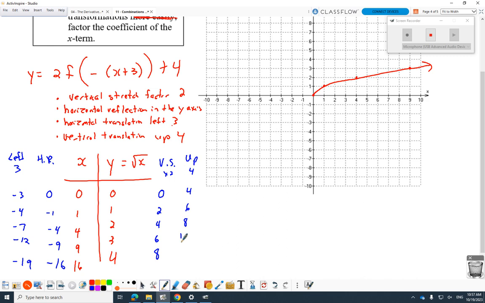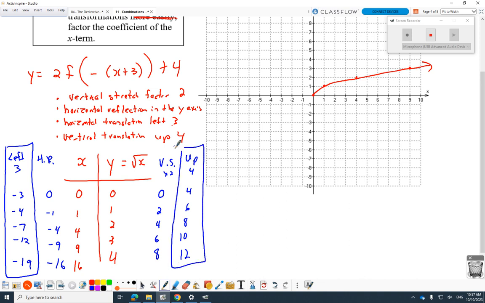And if you're right with me, you're like, oh, I like this. It gives me the numbers. There's the new points. And I'm going to put a box around them saying, these are where the x values end up. This is where the y values end up after doing those transformations.